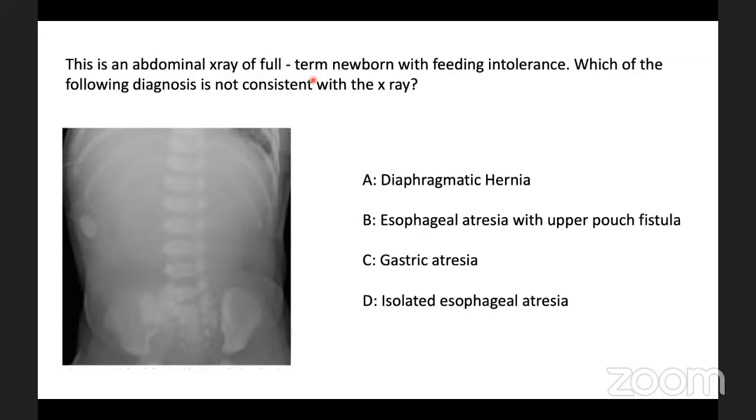So that's correct. Dr. Sitara answered A. So what is the correct answer, Doctor? The correct answer for this question is C, gastric atresia.